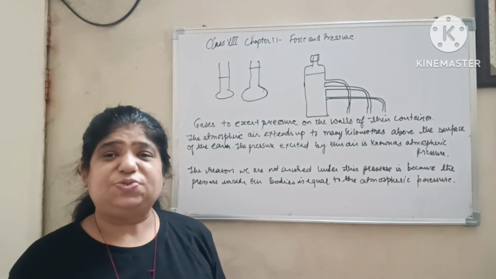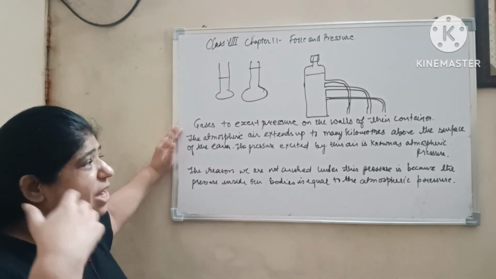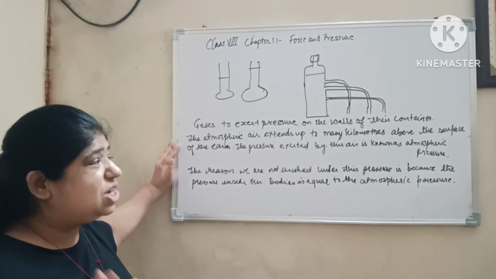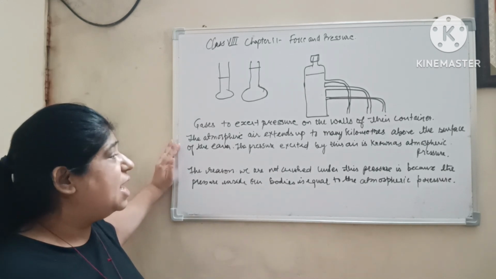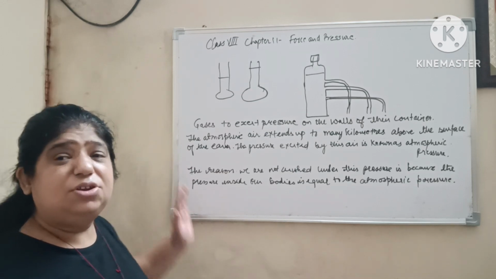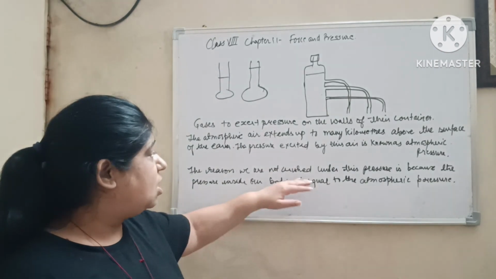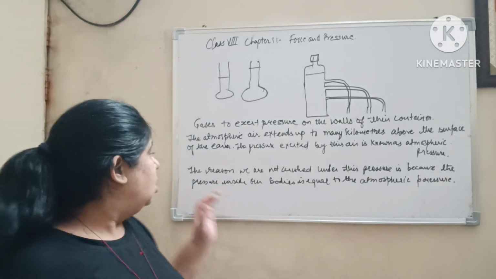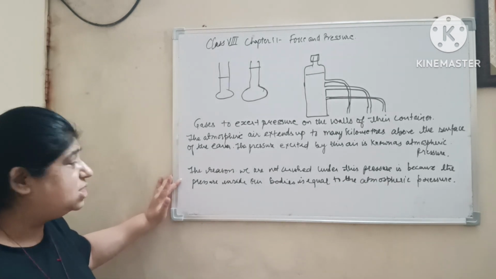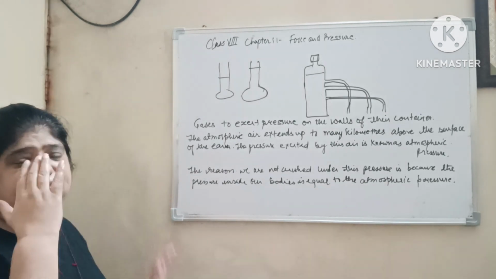Now comes atmospheric pressure. The atmospheric air extends many kilometers above the surface of the earth. The pressure exerted by this air is known as atmospheric pressure. Now the question arises, why are we not crushed by this pressure? The reason we are not crushed under this pressure is because the pressure inside our body is equal to the atmospheric pressure.